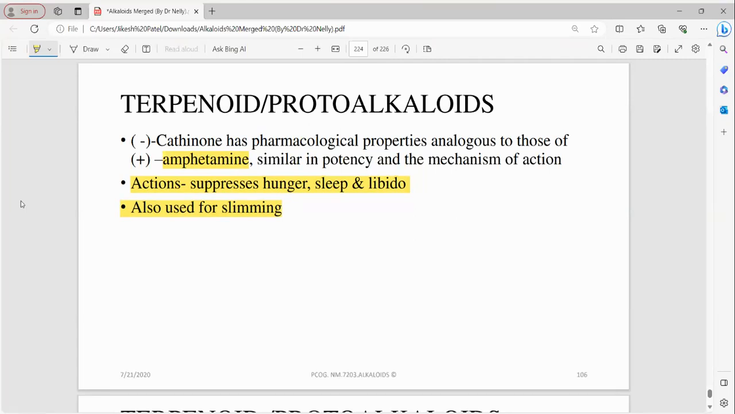Danny Chai once told me that he uses it to suppress his libido.